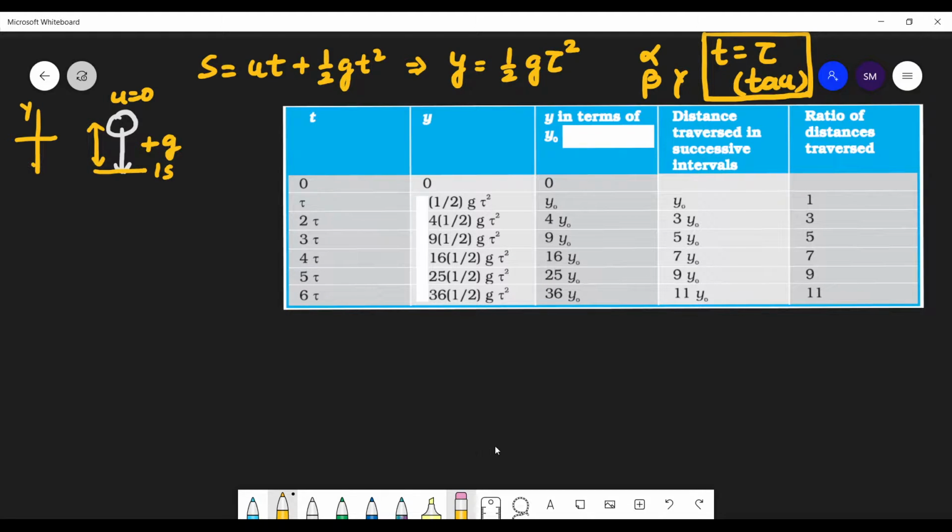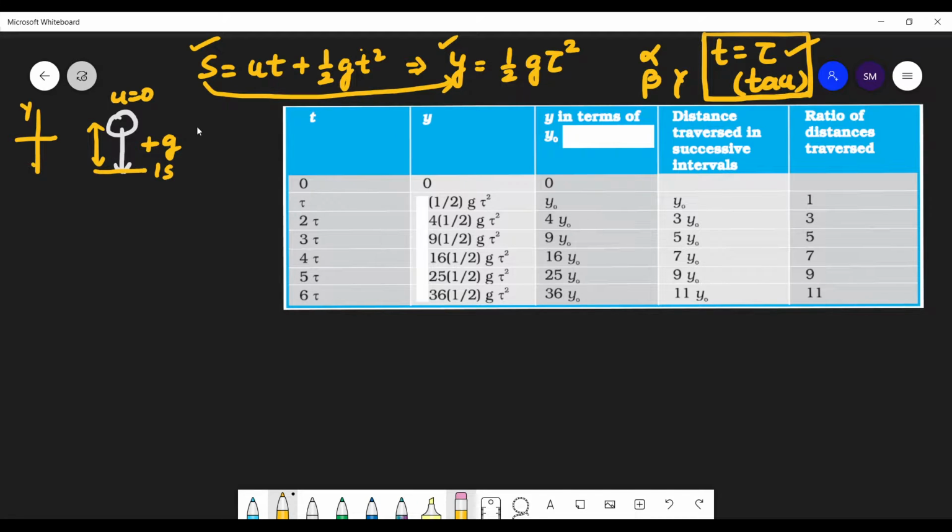So students, here we are doing the case of a body which is dropped. Now we know the formula S is equal to ut plus half gt square, and as this body is falling vertically down, we can assume it along the y-axis. So this S is replaced with y, the distance traveled, and t is replaced with tau. Tau is a Greek symbol that we use for small quantity of time. So y is equal to half g tau square.